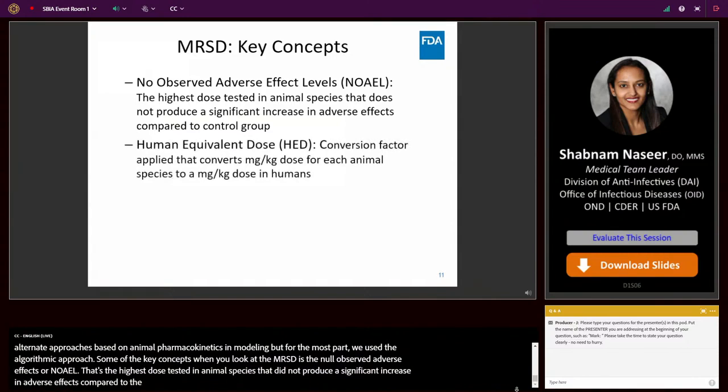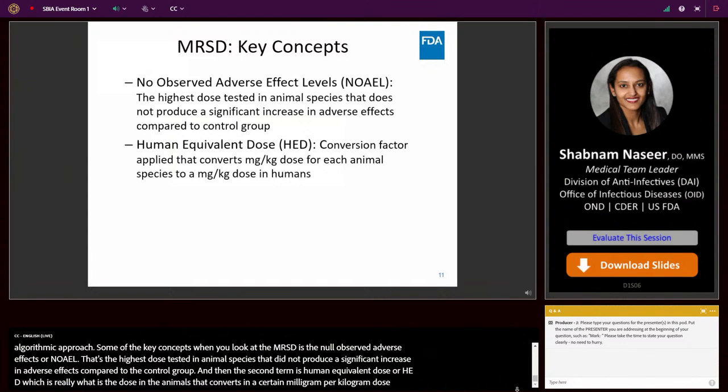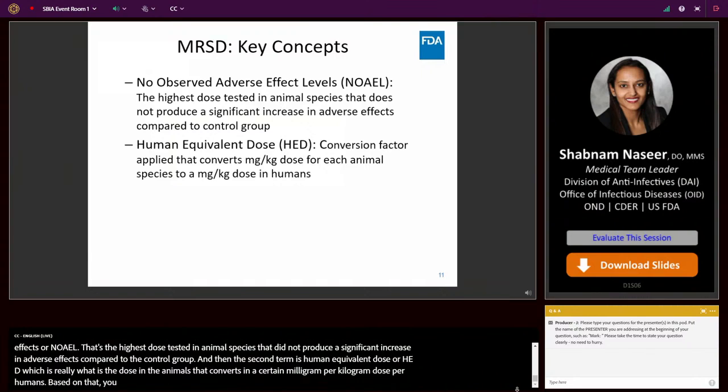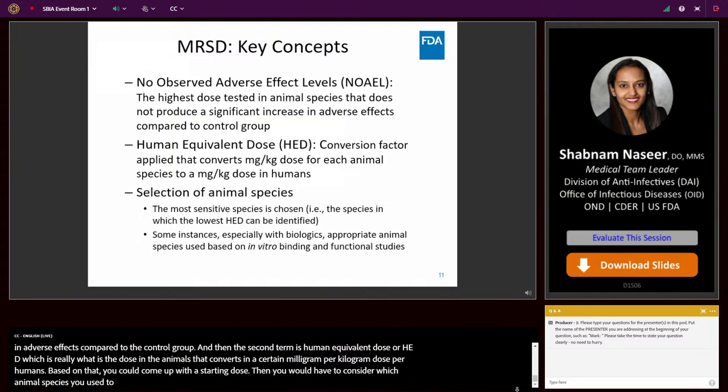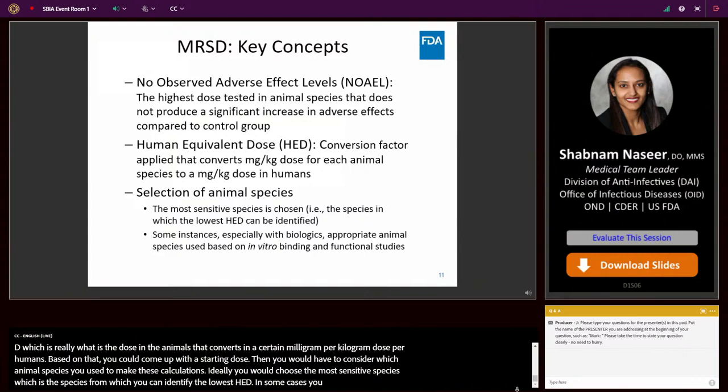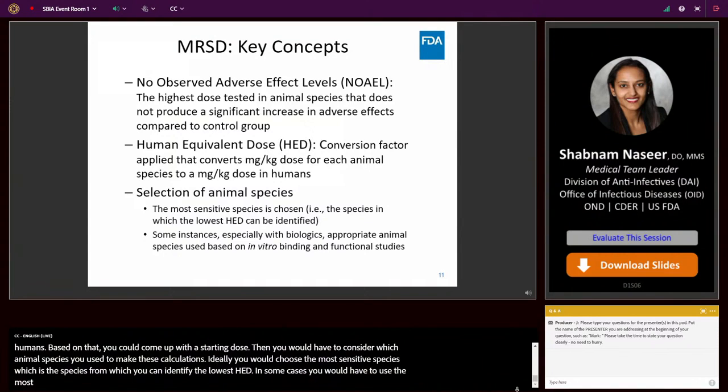Then the second term is human equivalent dose, or HED, which is really what is the dose in the animals that converts in a certain milligram per kilogram dose in humans. Based on that, you would be able to come up with a starting dose. Then you would have to consider which animal species you use to make these calculations. Ideally, you would choose the most sensitive species, which is the species from which you can identify the lowest HED. In some cases, you would have to use the most appropriate animal species because that species might have the particular target of interest, and this is especially seen with biologics.